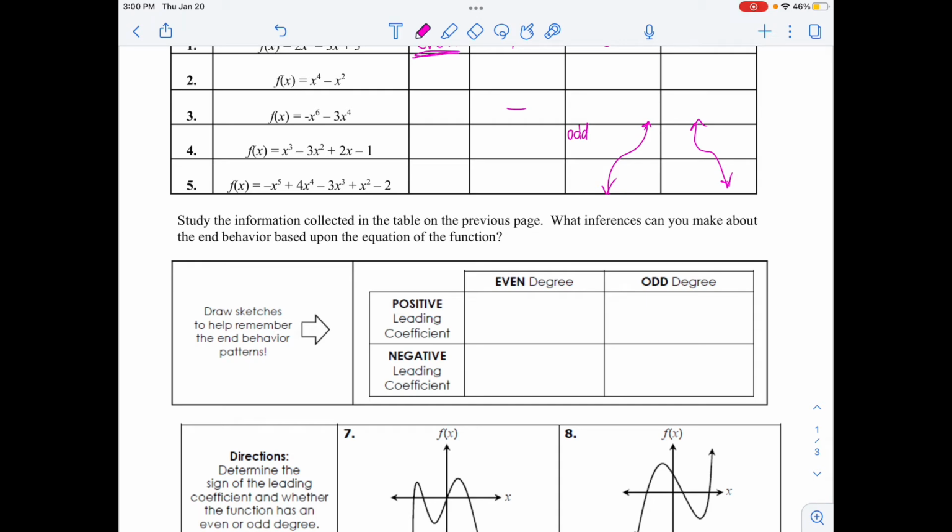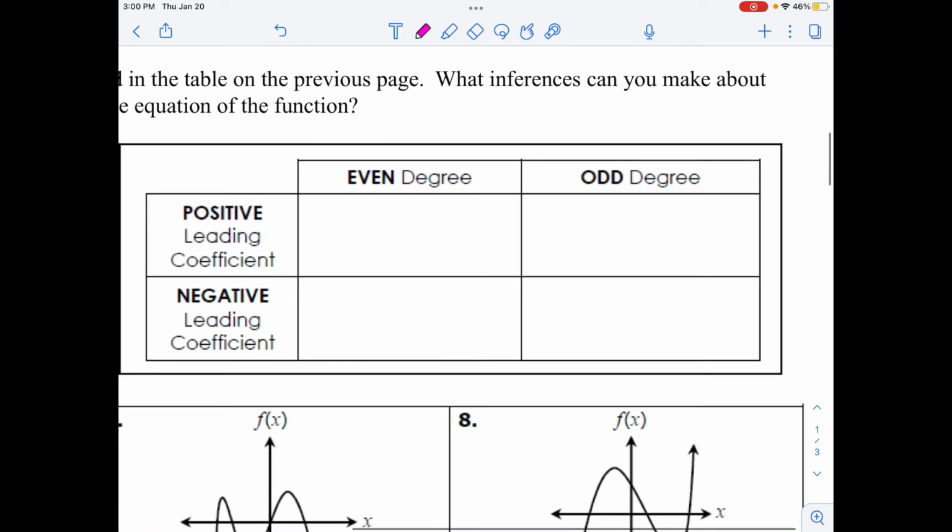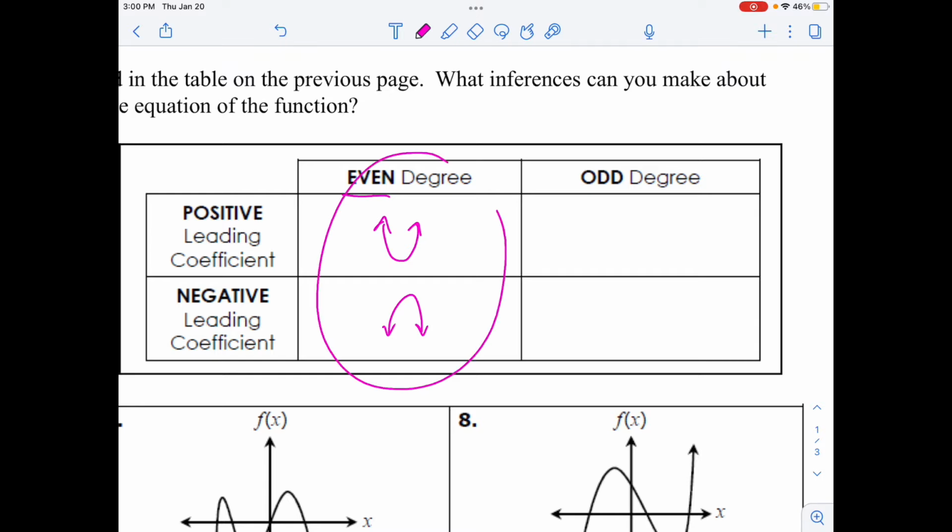So what inferences can we make? A positive leading coefficient means if it's an even degree, both facing in the same direction. And if it's negative, both facing opposite directions. This is not always exactly what the graph's going to look like. It could look something like this, where there's a lot of turning points, which is what we're going to learn about in a bit. Or it could look just like a normal parabola. Just kind of depends.